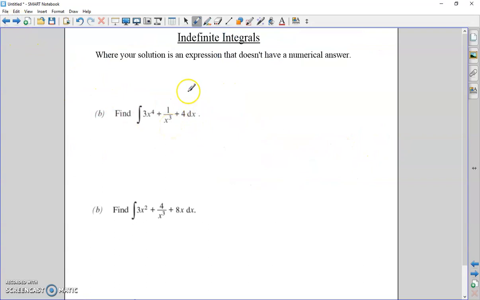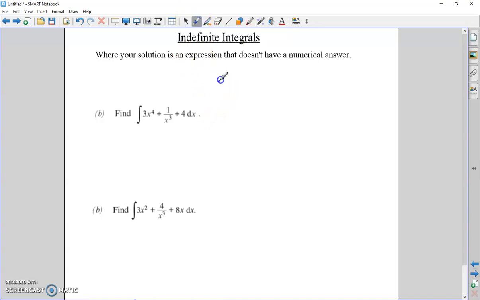So here are some questions then. Now these are called indefinite integrals, meaning our answer will be algebra, it won't be a number. There are times, we'll come on to it in a second, when you can actually put values in and get a number for an answer, but these are indefinite integrals. Our answer will just be some algebra.